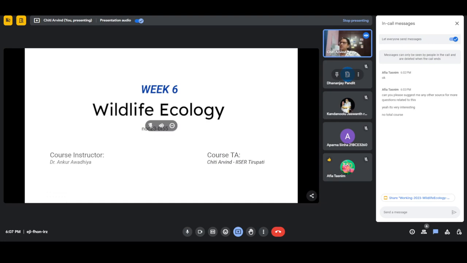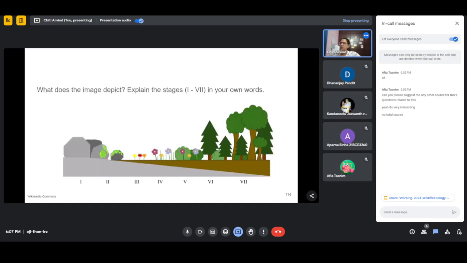All right. So maybe let's just start with the first question. Given on the slide is an image, and the image depicts something. Could you tell me what this image depicts? And could you explain these stages in your own words? So Afia says it's ecological succession.